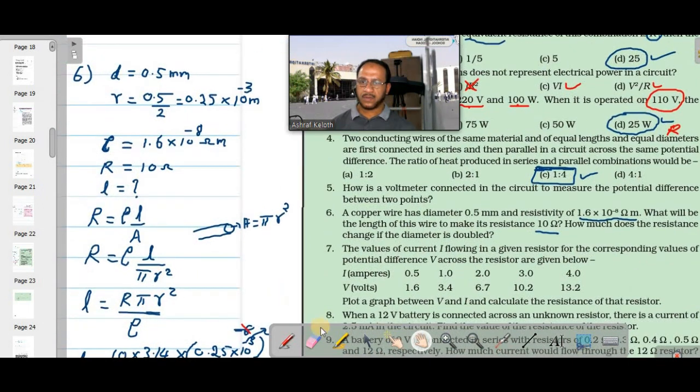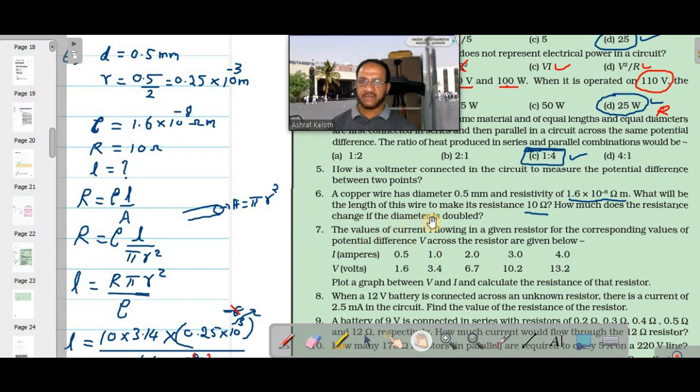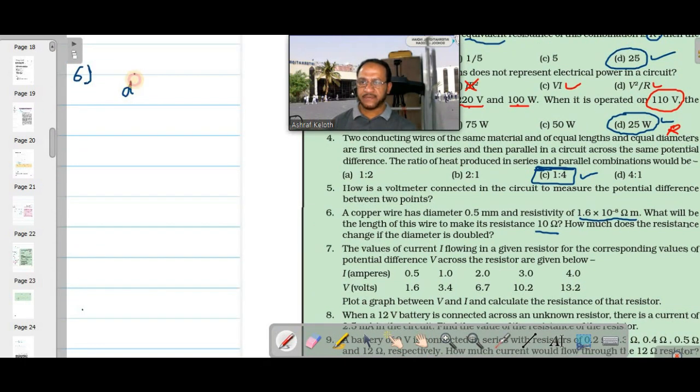Then the second part of the question: now the same question, how much does the resistance change if the diameter is doubled? If the diameter is doubled, the radius also becomes doubled. Suppose the new diameter is d dash, that is equal to 2 times the previous, 2d. Then the new radius R dash will be equal to what? 2R, 2 times the previous.